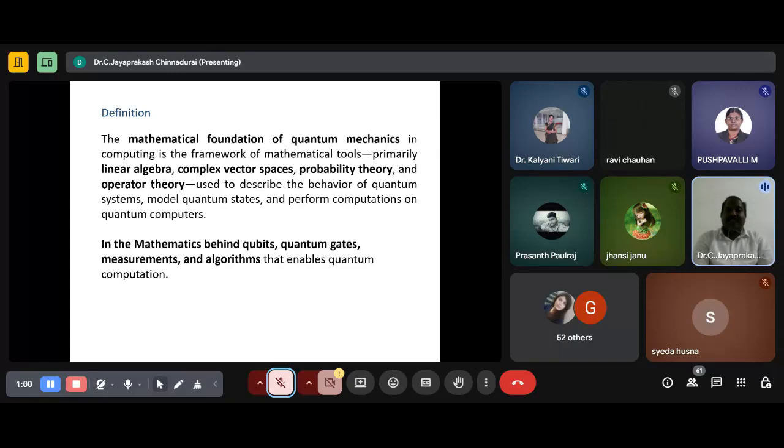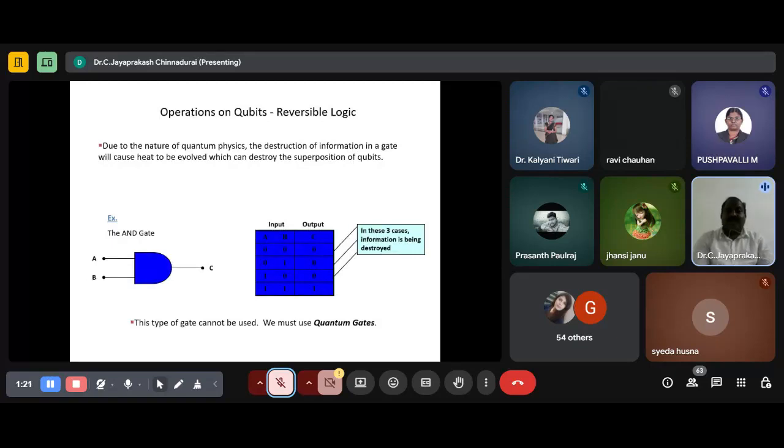In these mathematical foundations, there is mathematics behind qubits, quantum gates, measurements, and algorithms. We'll see some examples for qubits, quantum gates, measurements, and algorithms. We'll discuss with examples. The first slide is showing operations on qubits. I think everybody knows about qubits and what the state of a qubit is.